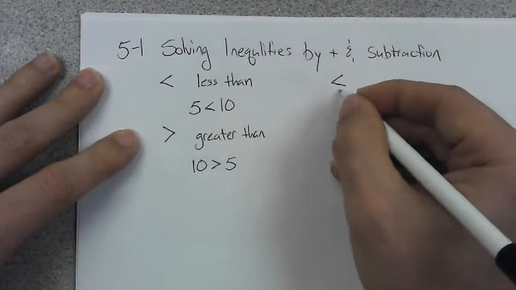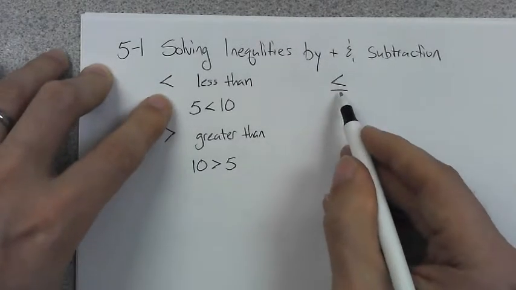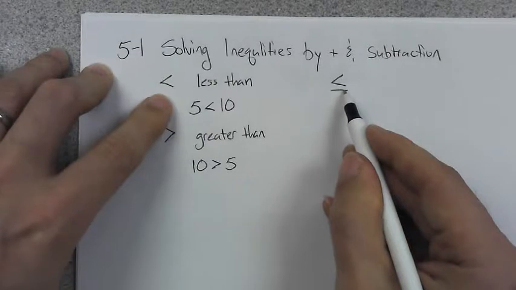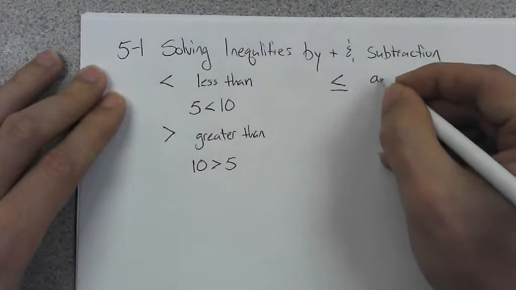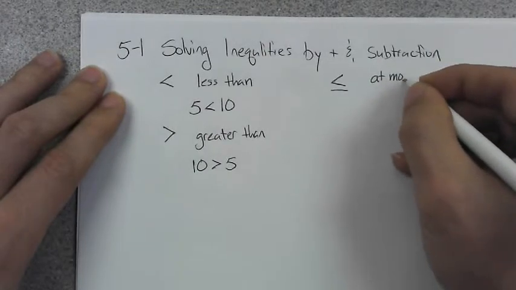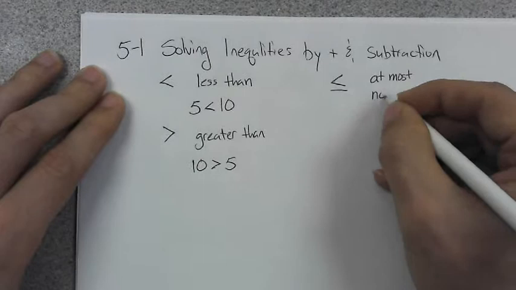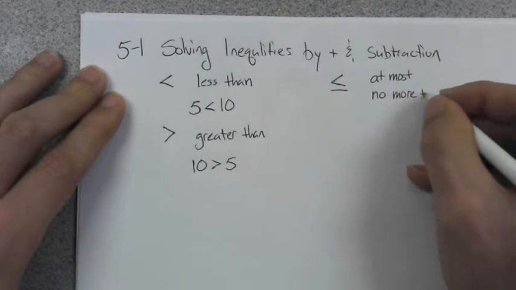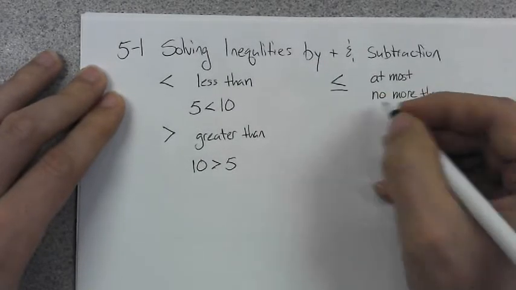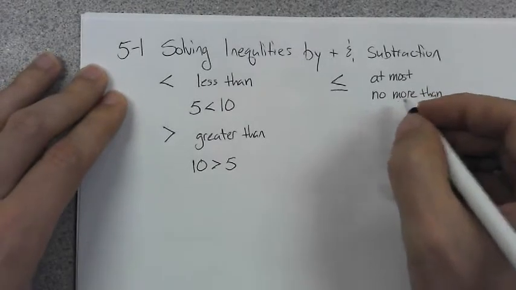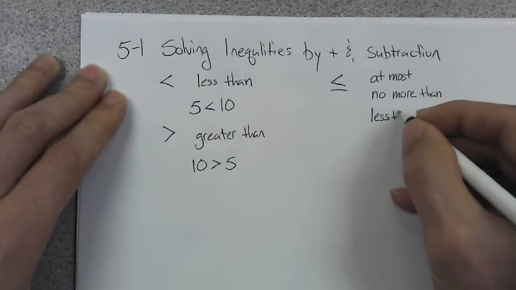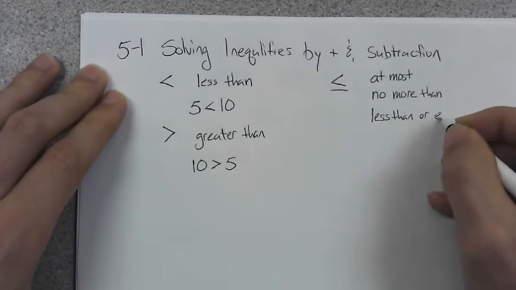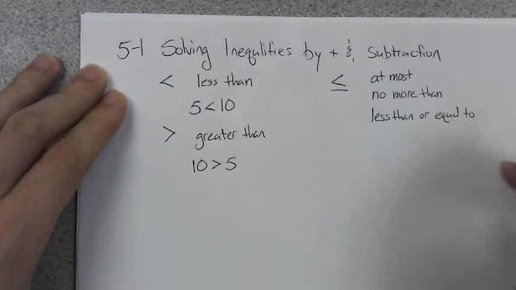Next we have these symbols right here. Now what sets these apart? Well, look at the bottom. This is half of an equal sign. So what this means in a word problem, this can be written as at most. This can be no more than. Or what's really common to see is less than or equal to. So any of these three phrases means that.